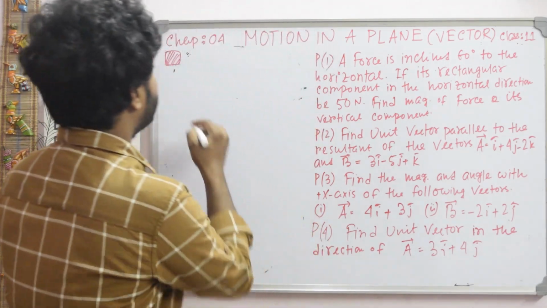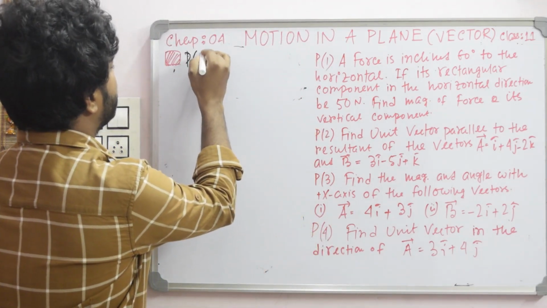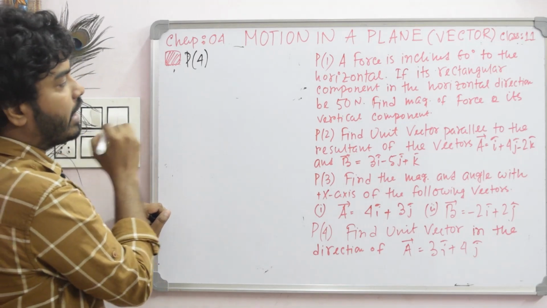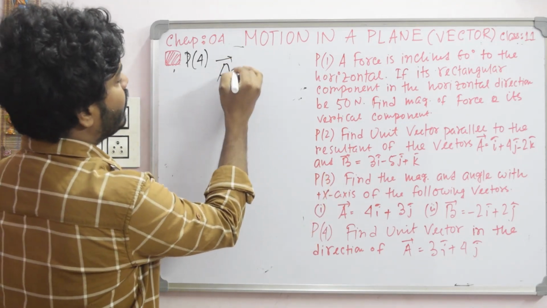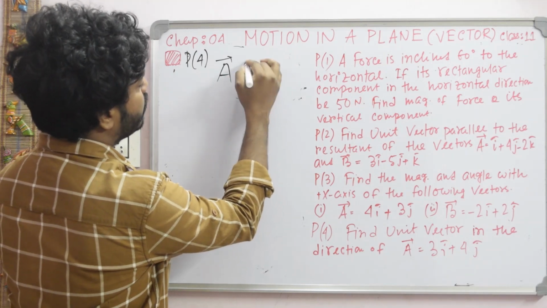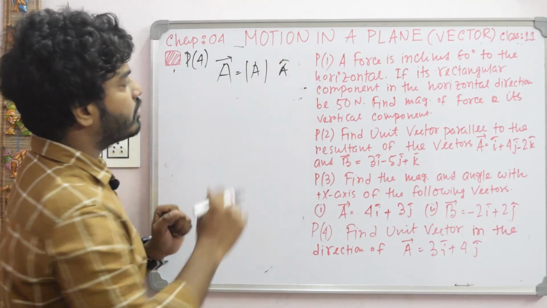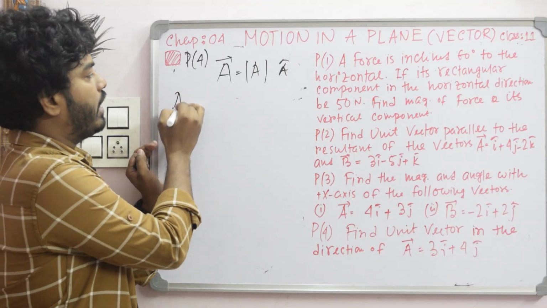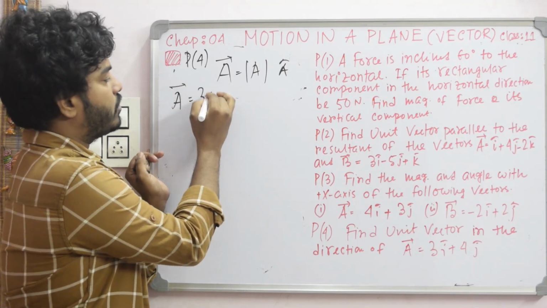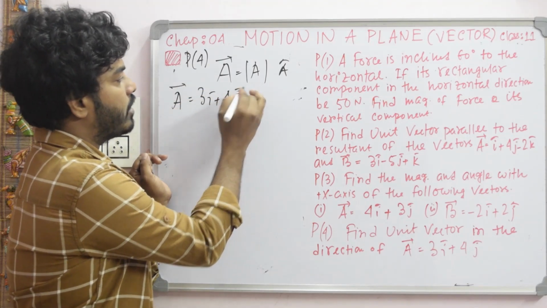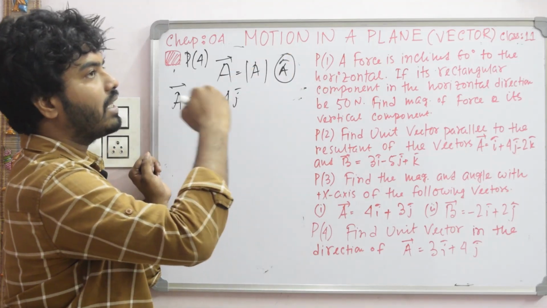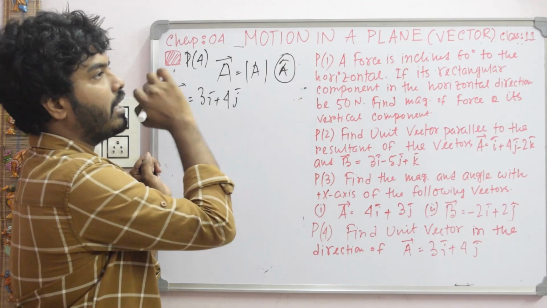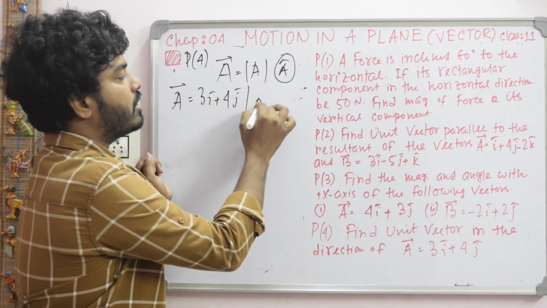Problem 4, that is you have to find out the unit vector in the direction of a vector. In general, a vector is represented as magnitude of a into a cap. Here the a vector value is given, that is 3 i cap plus 4 j cap. You have to find out this unit vector in the direction of a vector, that means you have to find out a cap. So what is the formula of a cap?